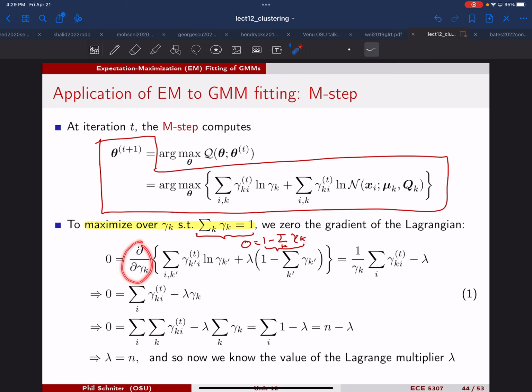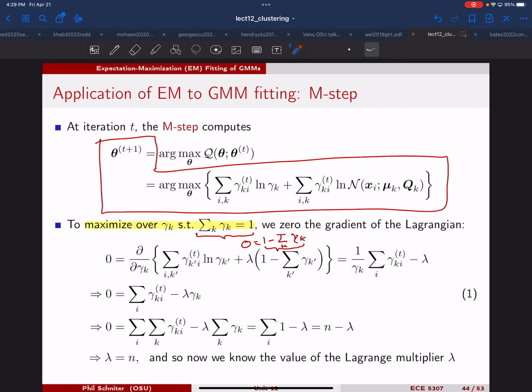Then the derivative of this is a little bit easier. That's going to be lambda minus 1, so minus lambda. So this needs to equal 0. Let's rewrite this by multiplying both sides of this equation by gamma. So we get this.